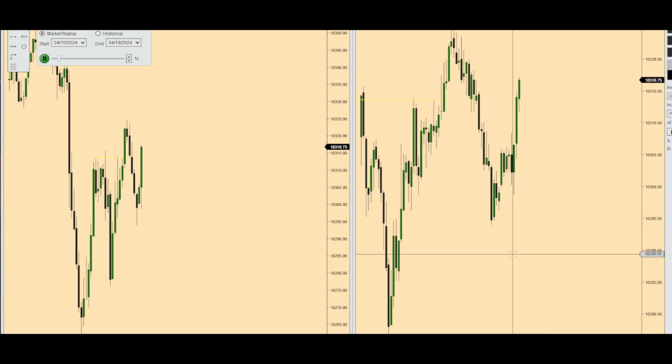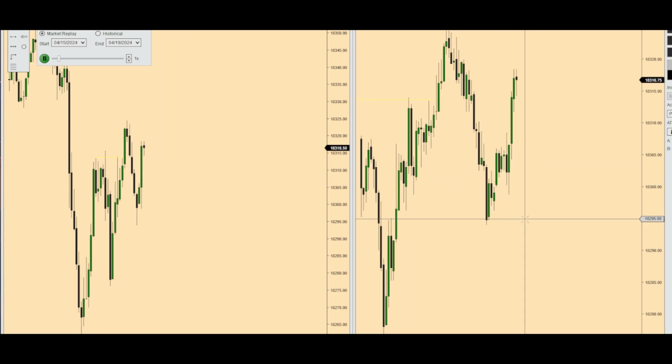So I slowed it down. 15 seconds, pretty quick. And so oftentimes this origin here offers the trade. We broke the range, tapped back in, equal highs, swept. So this was a trade right here.